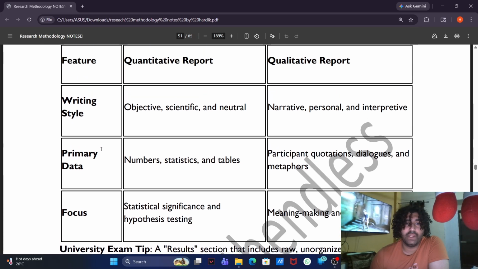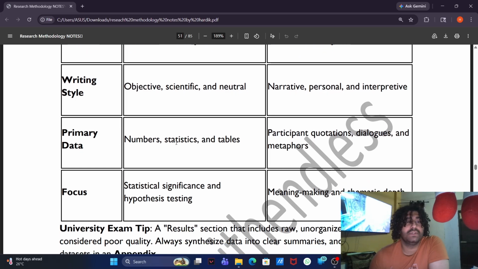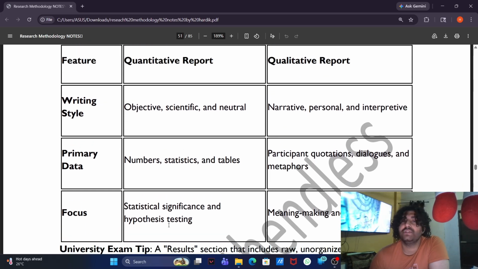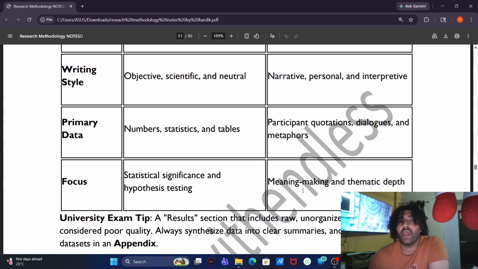And for the primary data, the quantitative reports use numbers, statistics, and tables. And for the qualitative report, participants' quotes, dialogues, metaphors. The main focus of the quantitative report is statistical significance and hypothesis testing. And the main focus of the qualitative report is meaning making and thematic depth.